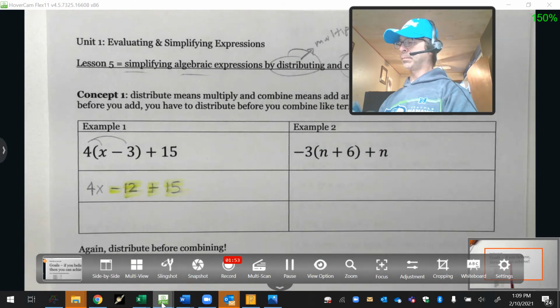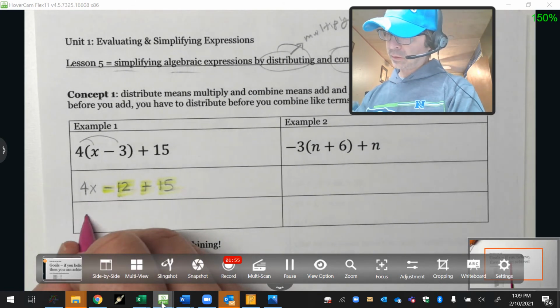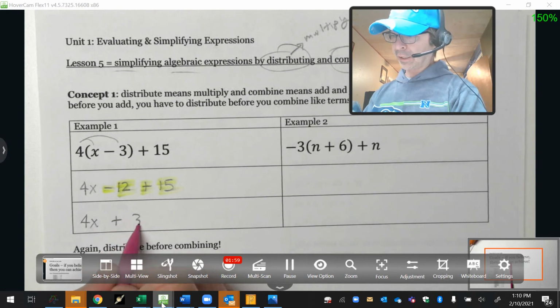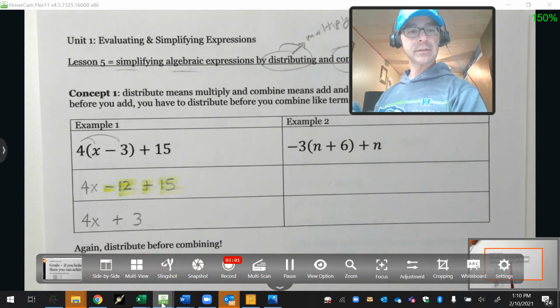Like I said in the previous lesson, if the answer is positive, you write a plus sign. Bam, that's it. That's all you got to do.